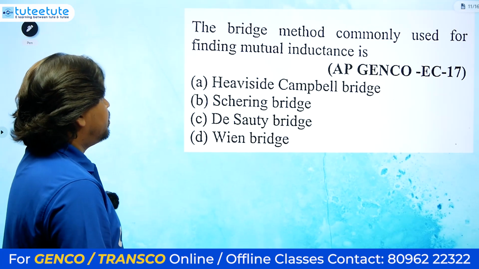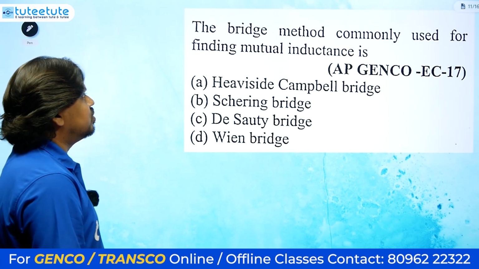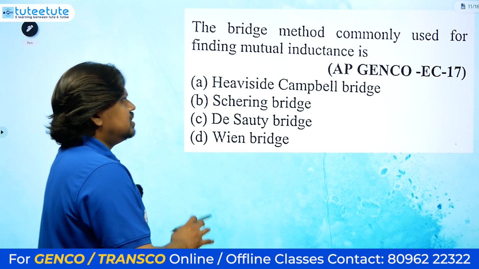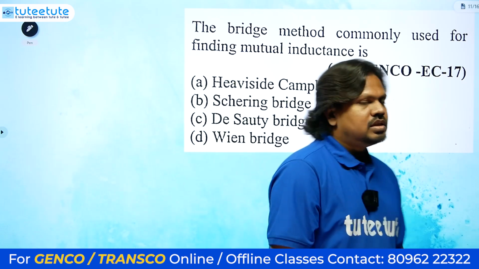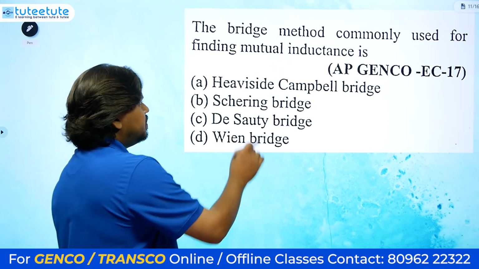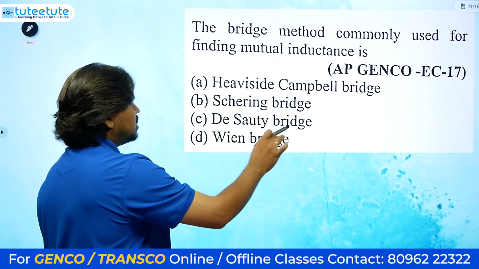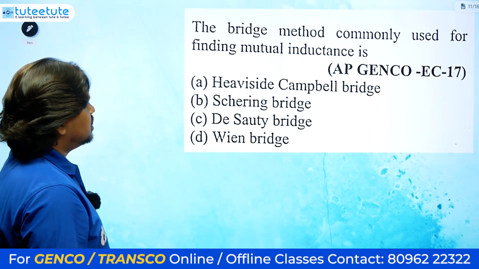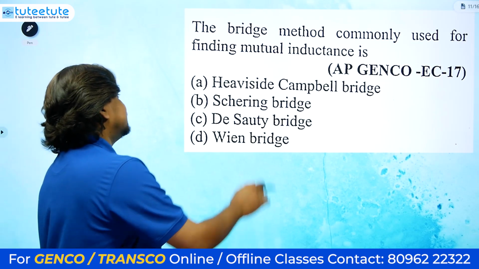Next question: the bridge method commonly used for finding mutual inductance is. This question was also asked in ECE, in AP state GENCO. See the options: Heaviside Campbell's bridge, Schering's bridge, DSRT bridge, Wien's bridge. They are asking about mutual inductance measurement.